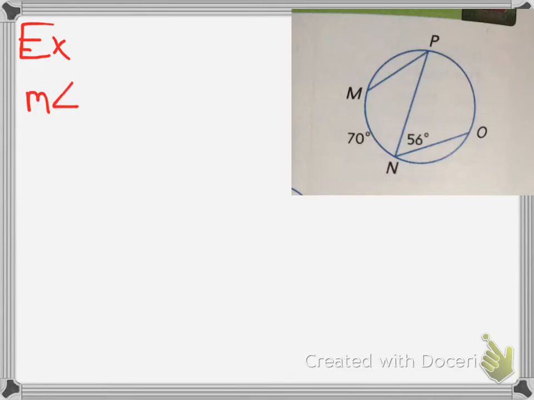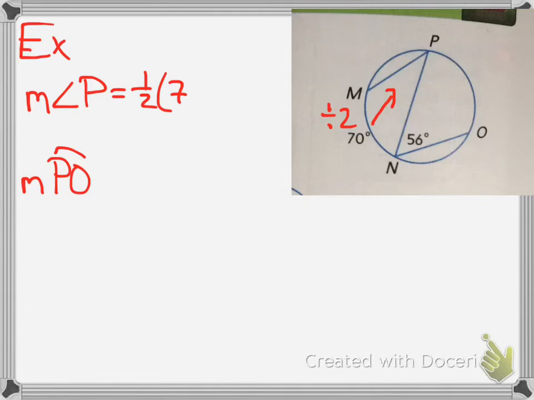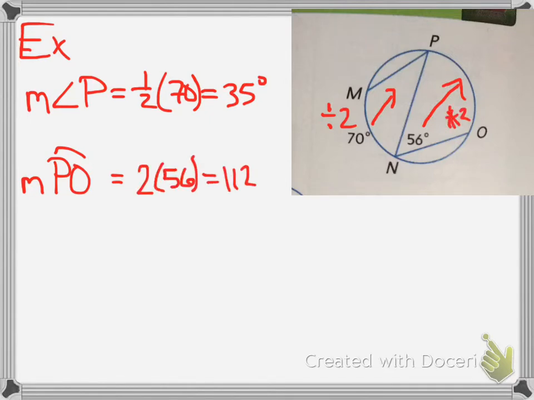Now, notice if I wanted to find angle P, or if I want to find arc PO. Notice angle P is the inscribed angle. And here's what I would do. As I go in, I divide. As I go out, I multiply. So I'm going to divide by 2 here, or multiply by 1/2. Keep in mind, multiplying by 1/2 is dividing by 2. And that gives me 35. So the measurement of angle P is 35 degrees. Since I'm going to go out for the arc, I need to multiply by 2. So 2 times 56 would be 112. So again, in, divide, out, times.